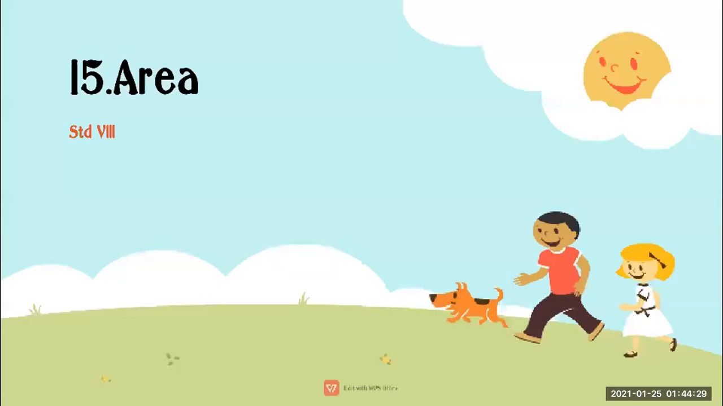Good afternoon, students. Today we are going to continue the same chapter, that is chapter number 15, area. In this chapter, the last part is remaining, that is the last exercise, 15.6, that we are going to start. Before starting that exercise, I would like to ask you, what is the formula of area of a circle?